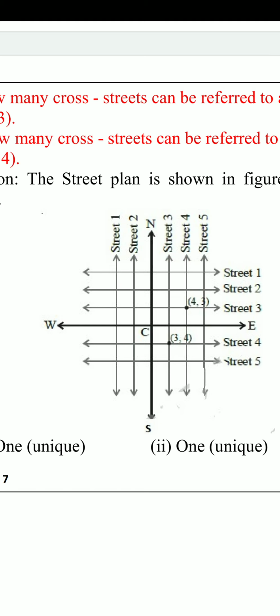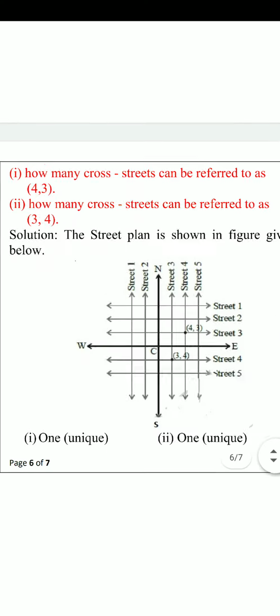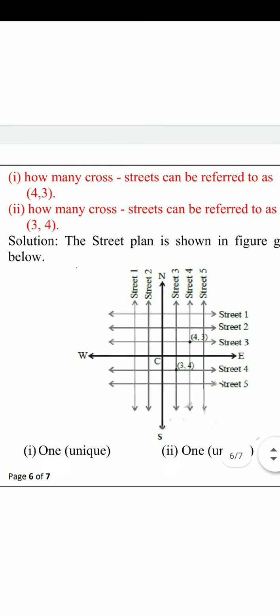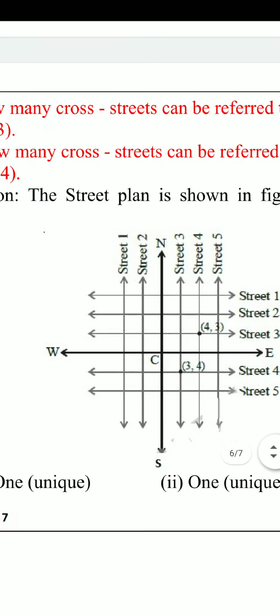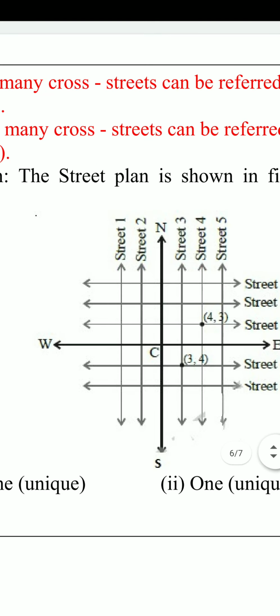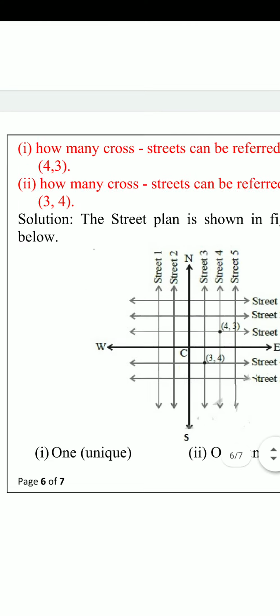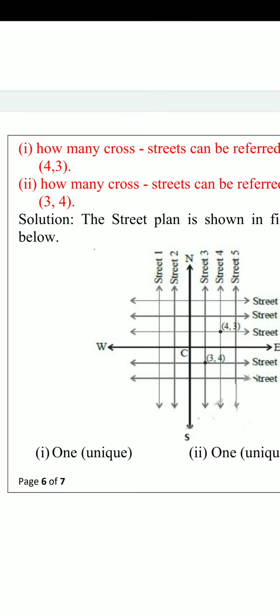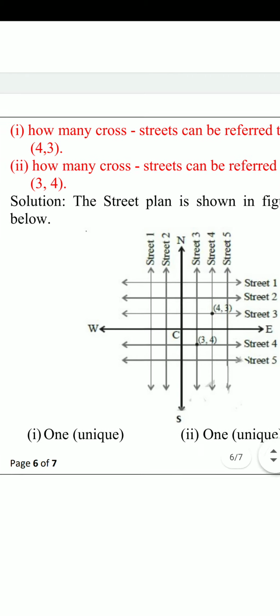Now you can see the first question: how many cross streets are referred to as 4-3? In 4-3, the number 4 is for north-south and the number 3 is for east-west. So you will get only one cross street. And for 3-4 also you will get 1. So this is the answer: only 1 and 1, a unique answer.